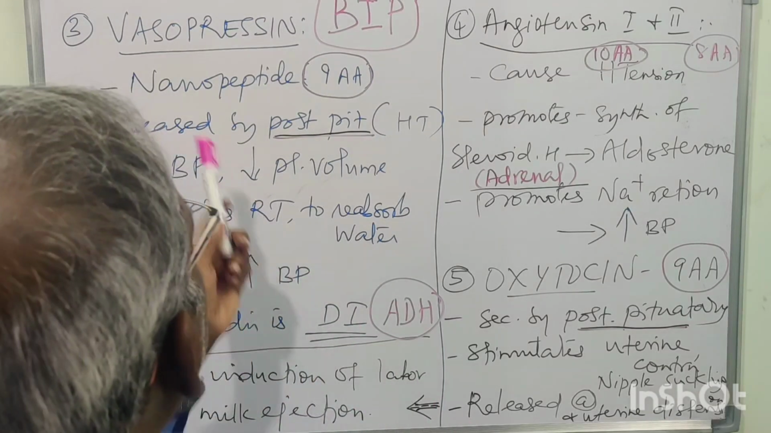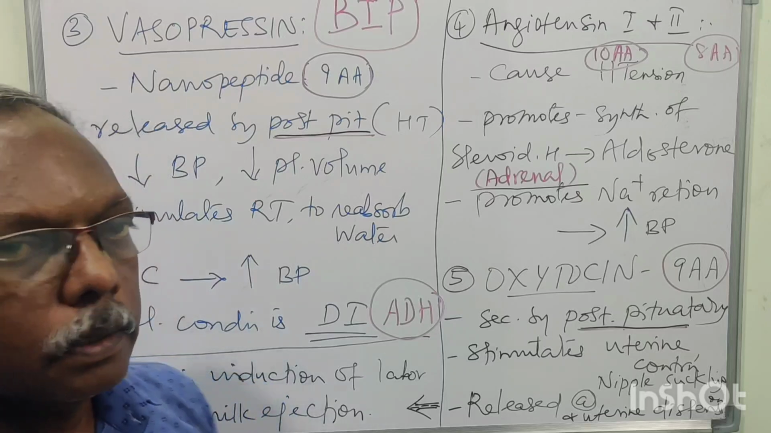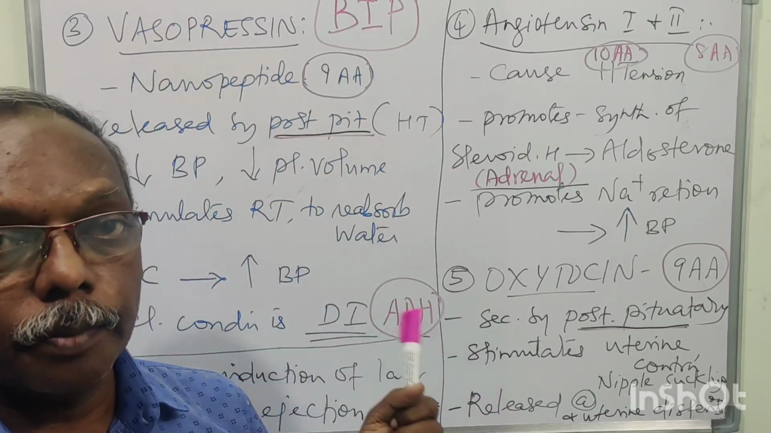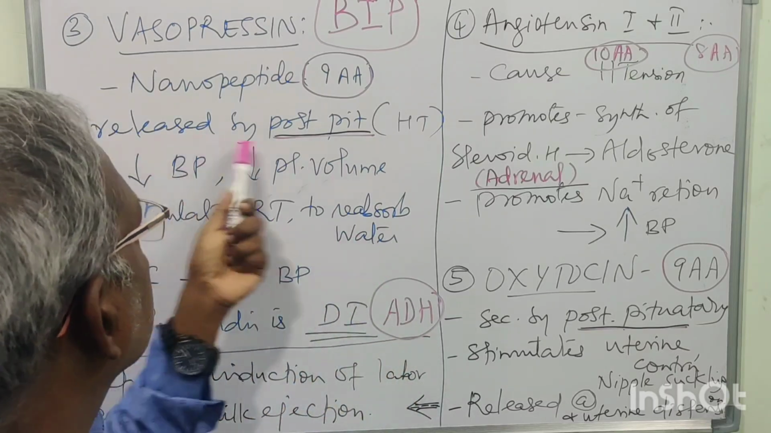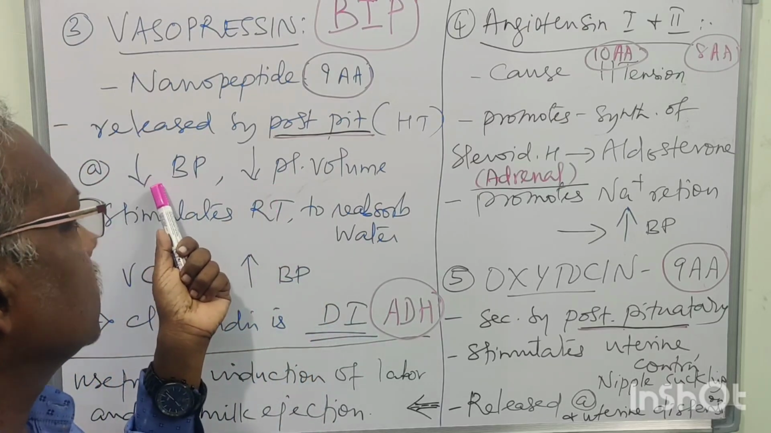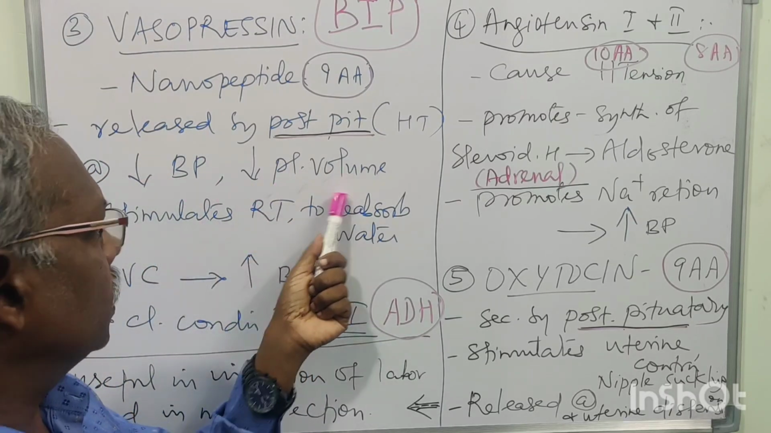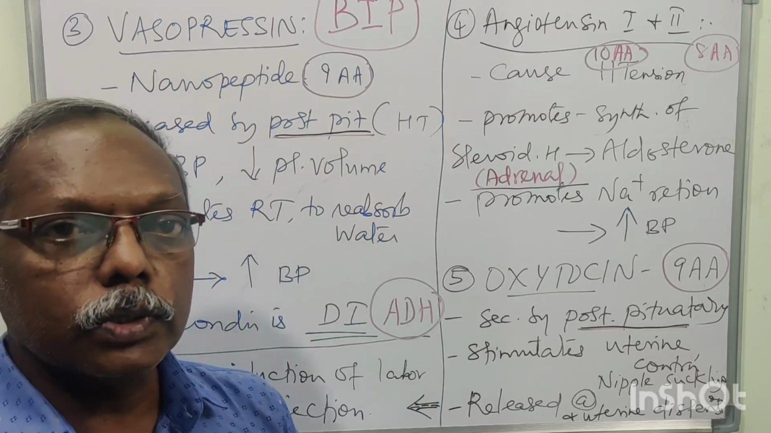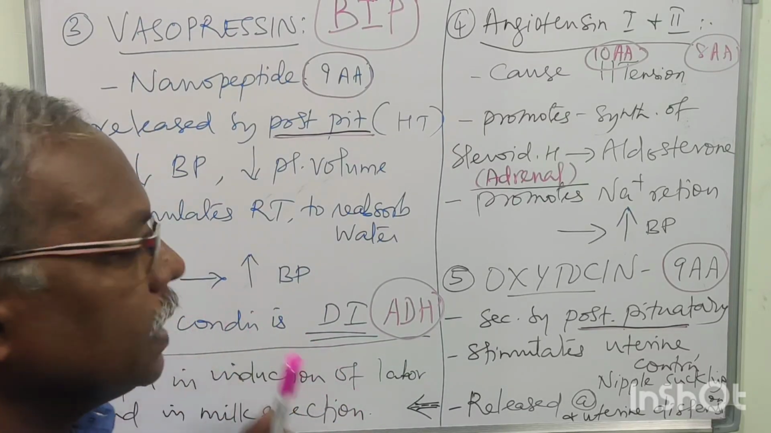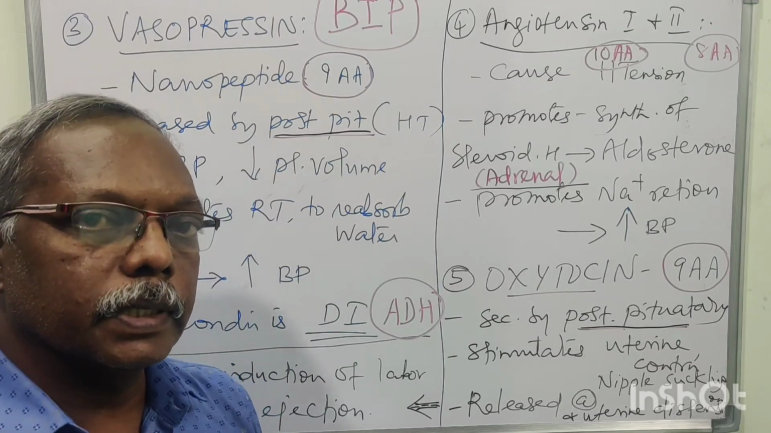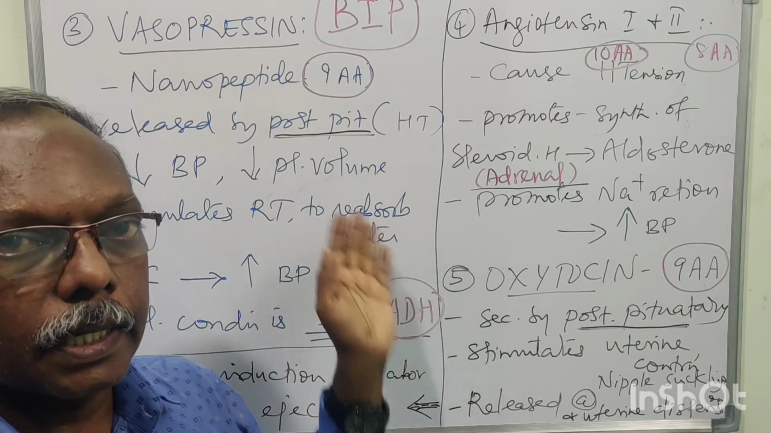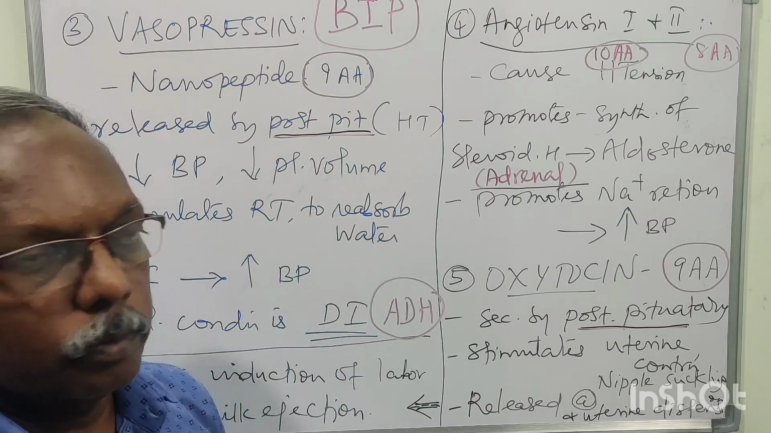The third one is vasopressin. Vasopressin is a nonapeptide, 9 amino acids joined by peptide bonds. It is released by the posterior pituitary. Whenever the situation is low BP and low plasma volume, it stimulates the renal tubules to reabsorb water, and then causes vasoconstriction of blood vessels. Finally they achieve normal blood pressure, increasing it in the condition of low BP and low plasma volume.